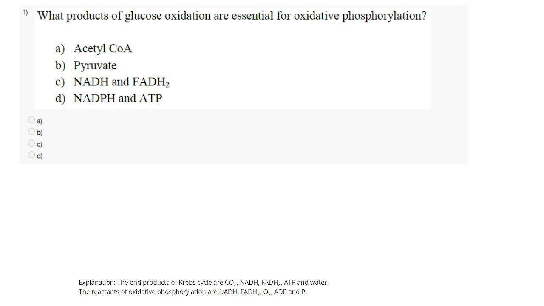Pyruvate. So pyruvate is the last product of this oxidation, but I don't know whether it is important for oxidative phosphorylation or not. Any other opinion on that? Okay, so it is NADH and FADH2.